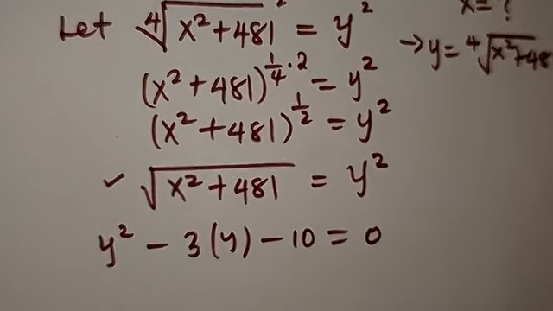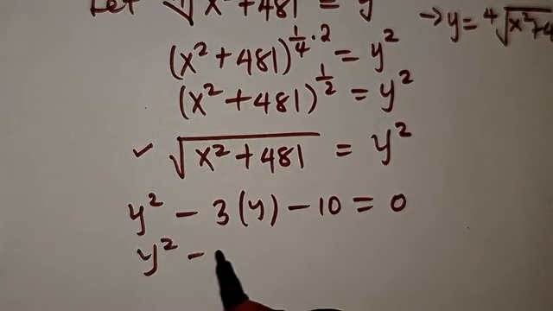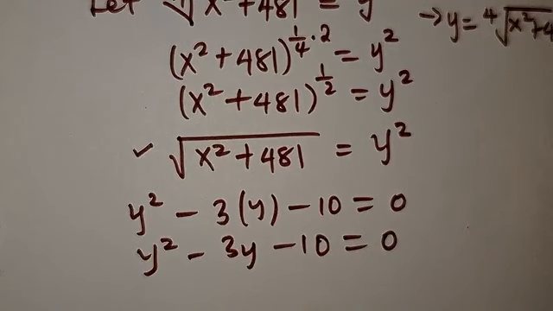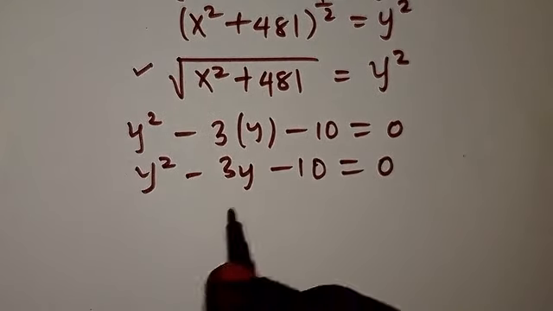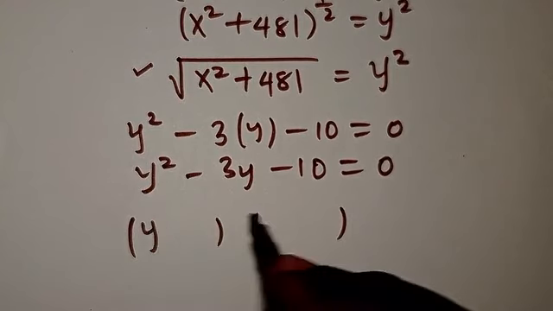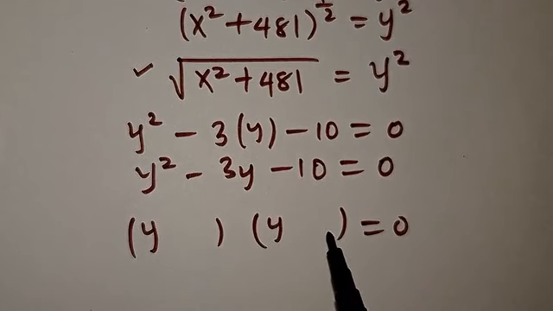Are you following? So now the next thing we are going to do is, we can see that this is a quadratic equation in terms of y. So therefore we are going to have y squared minus 3y minus 10 equals 0. So now the next thing we're going to do is try to factorize. What will be the value here?